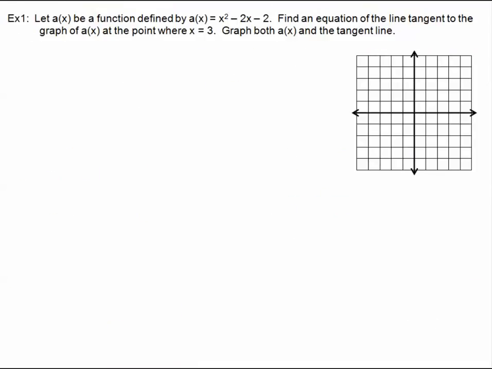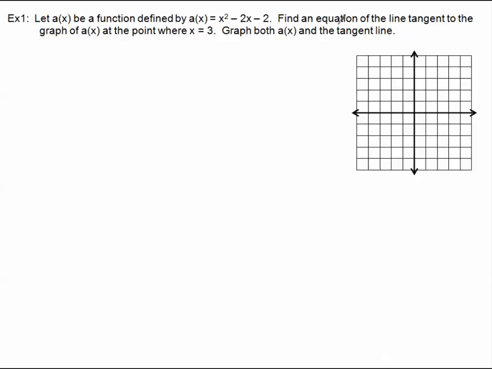So example number 1: let a of x be a function defined by, here it is, a of x equals x squared minus 2x minus 2. I would like to find an equation of the line that's tangent to a of x at the point when x equals 3. And then I'm going to graph both of them.